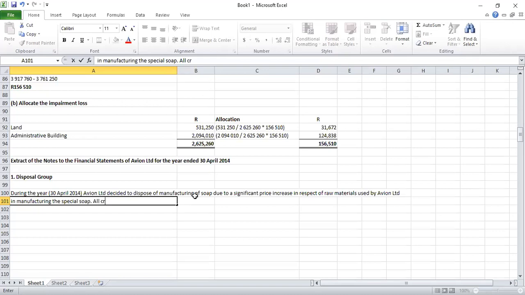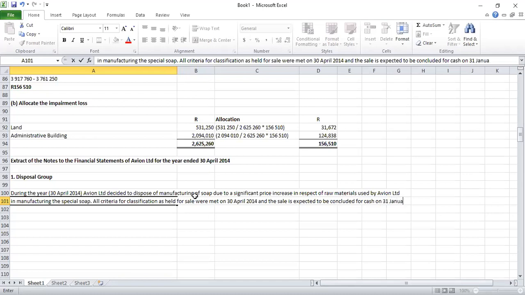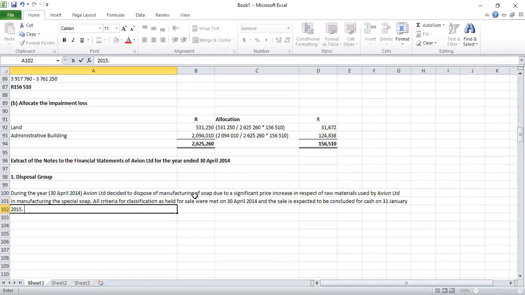All criteria for classification as held for sale were met on 30 April 2014. And the sale is expected to be concluded for cash on 31 January 2015. Right.